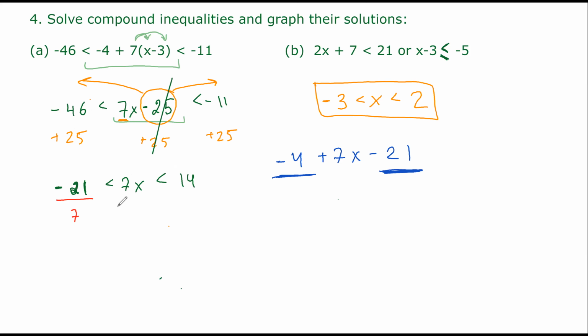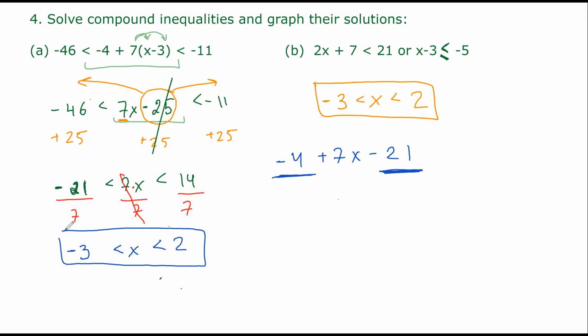Then I divide every single side by 7 because I need to get rid of the 7, right? Because it's a coefficient. And finally, we get over here, 21 divided by 7 is 3, with the negative in the front, less than x, and less than 14 divided by 7 will be 2. So that will be our final answer, right? The only thing I'm left is to graph it, right? Let me know if you have any questions. I'll free up the space here meanwhile.